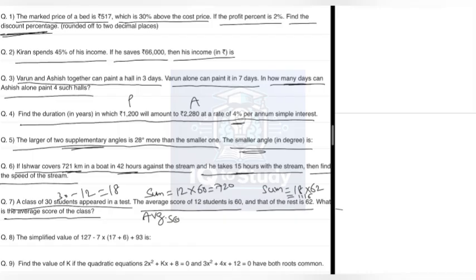Now the average score of the class is equal to total sum divided by total number of students, which is equal to 720 plus 1116 divided by 30, that is 1836 divided by 30, which is equal to 61.2. This is the final average score.